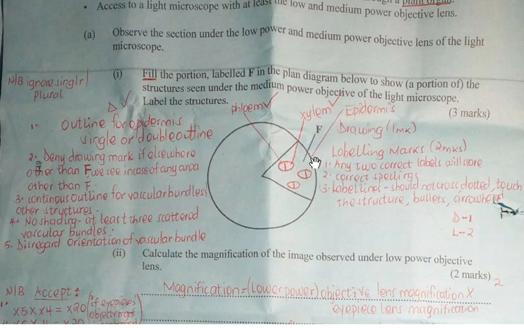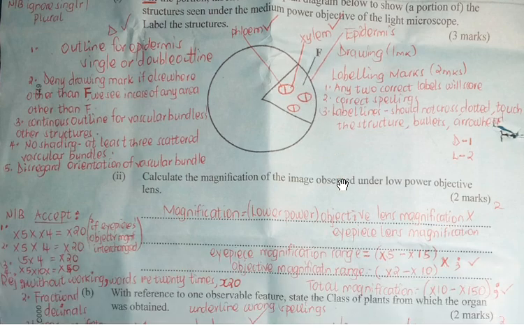The same to epidermis, in order for you to get the 3 marks. The drawing mark was 1 and labeling was 2 marks.